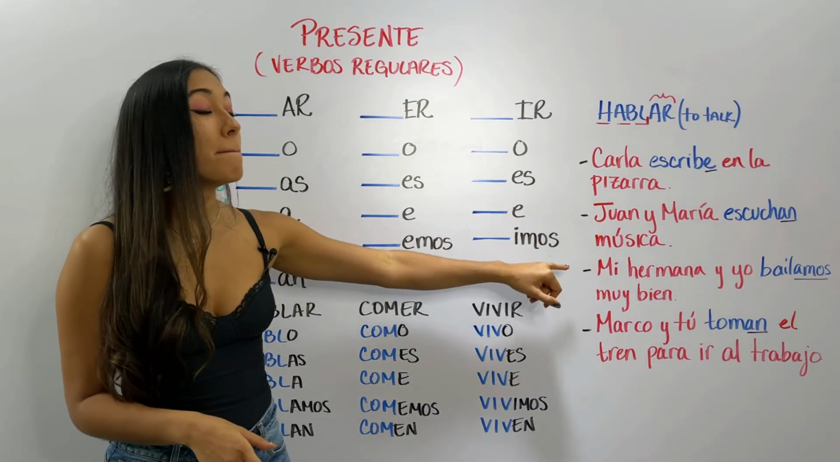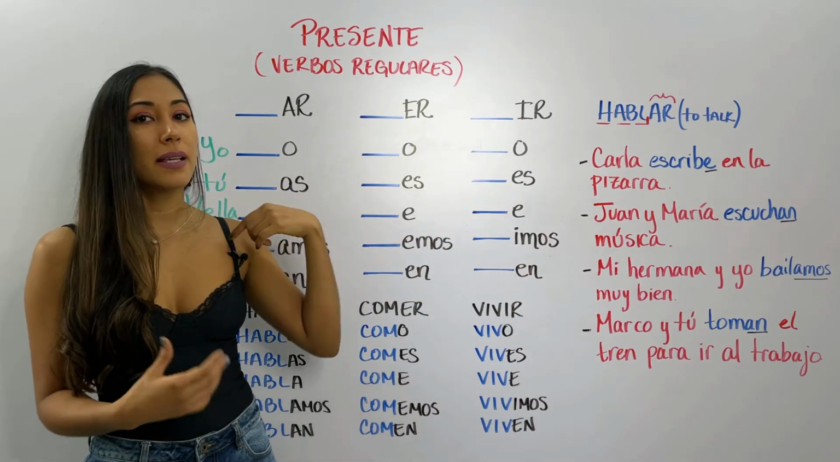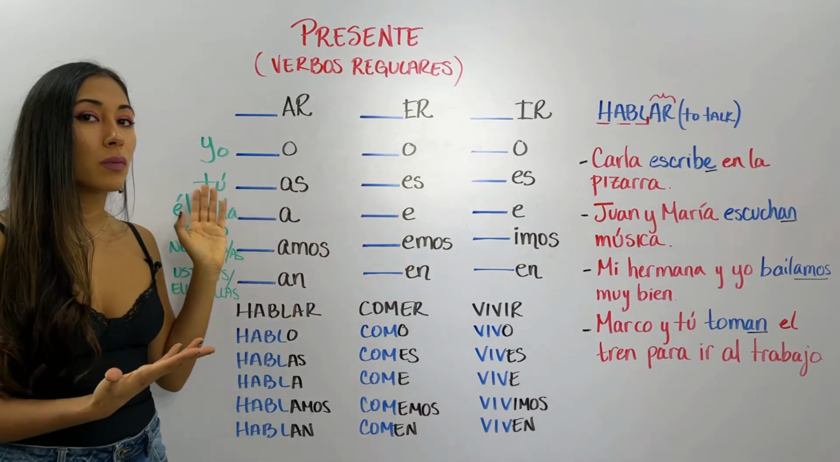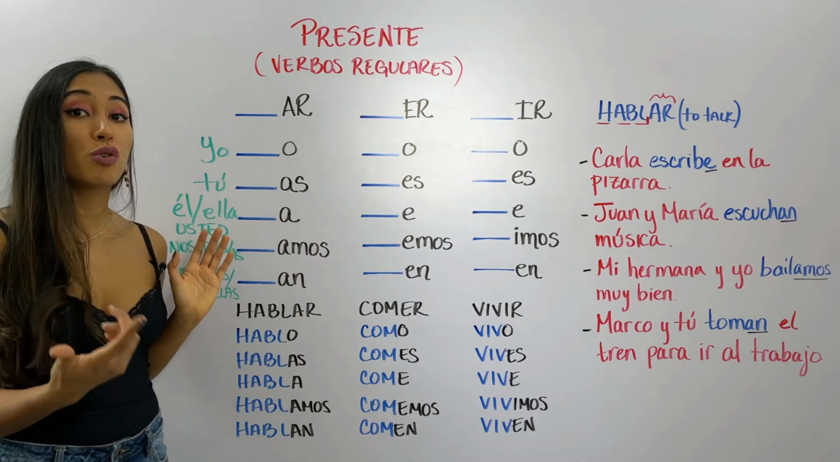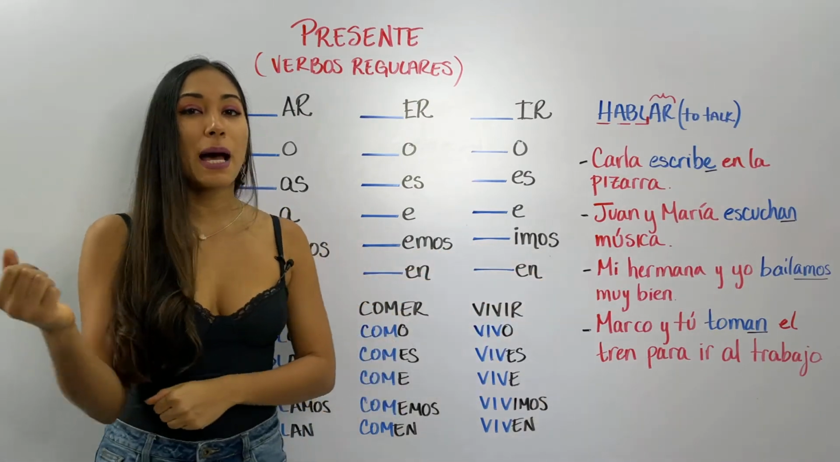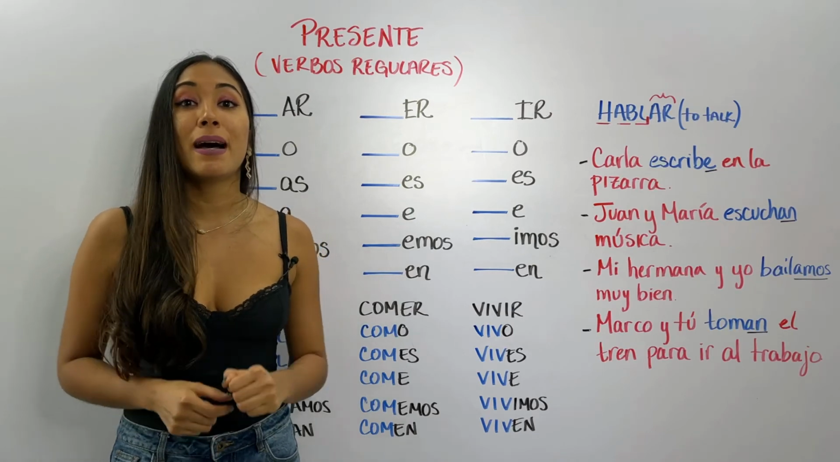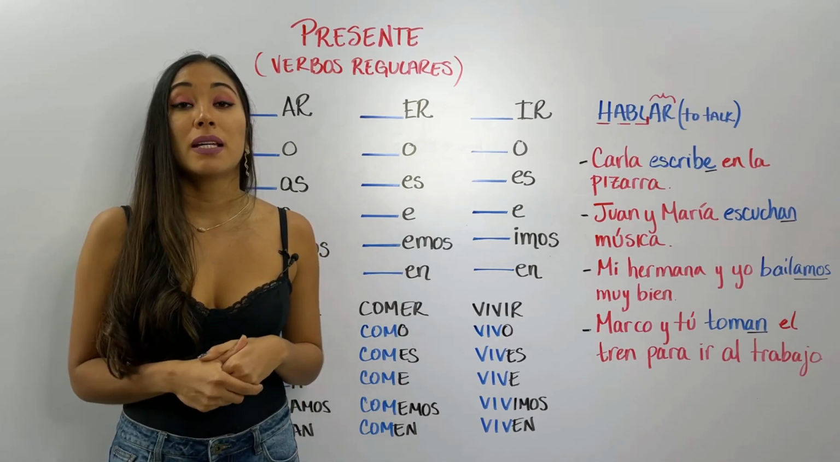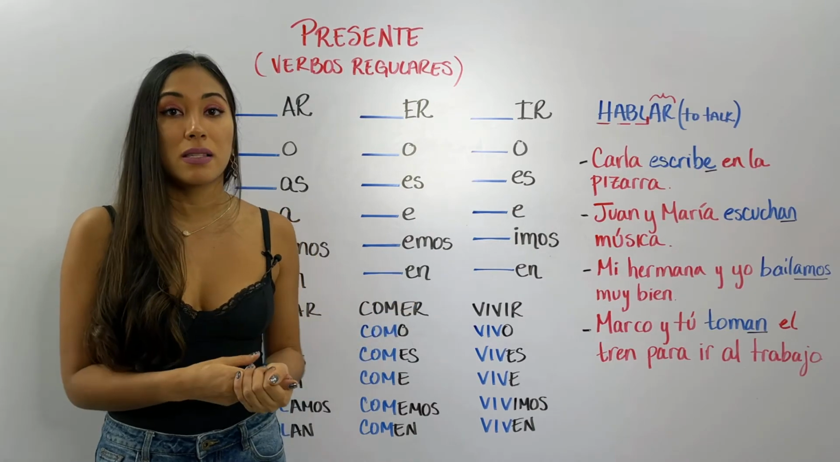Then, mi hermana y yo, my sister and I, that's like what? We, nosotros. We, nosotros, nosotras. Mi hermana y yo bailamos muy bien. Mi hermana y yo bailamos muy bien. Okay? That's we dance very well. My sister and I dance very well.